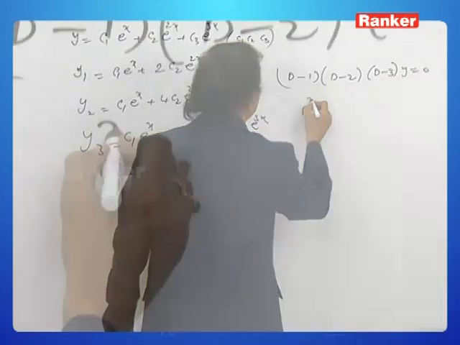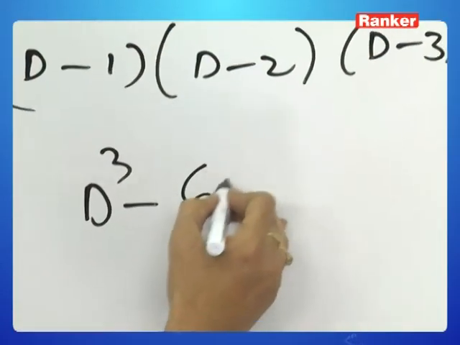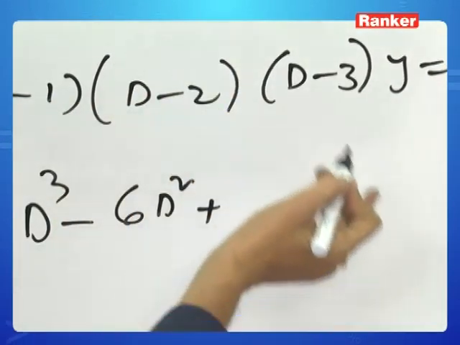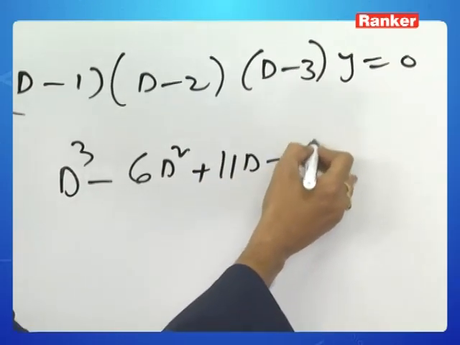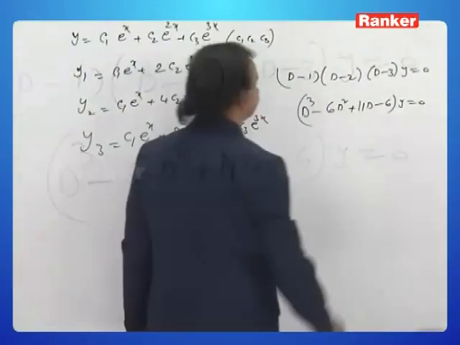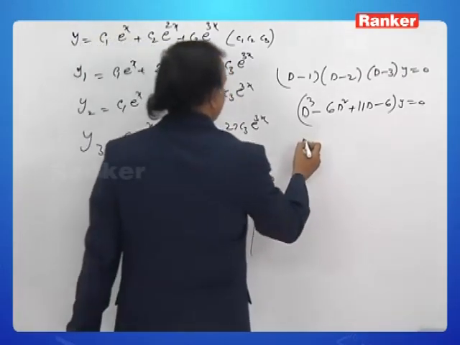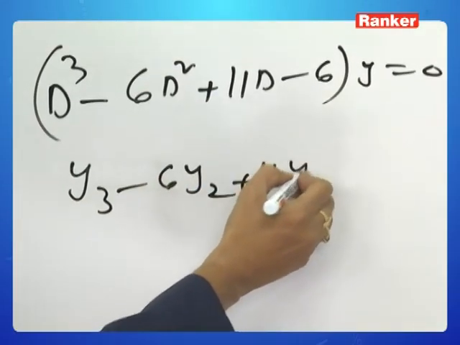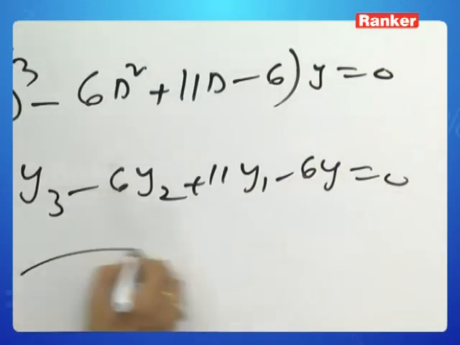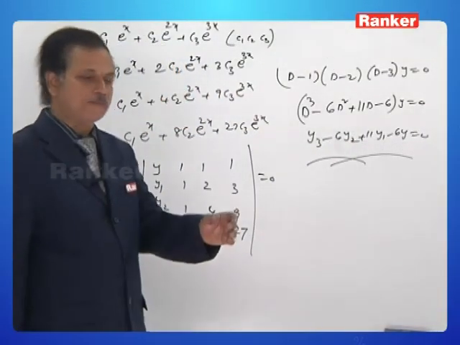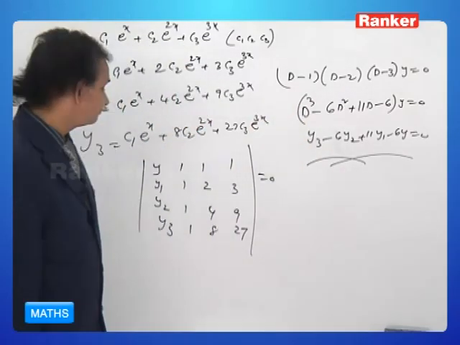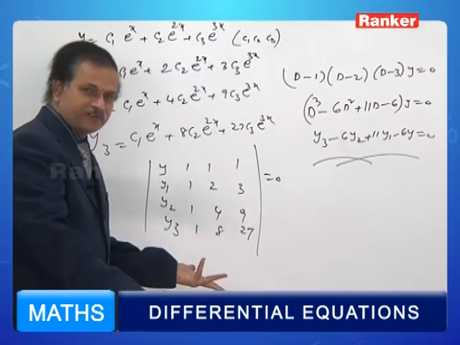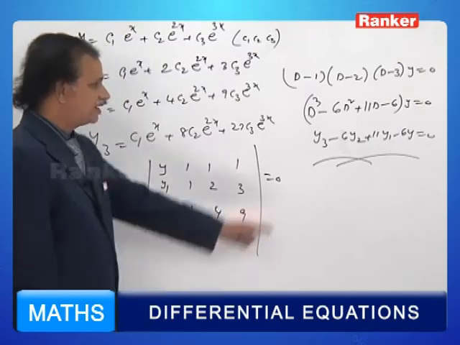That is d cube minus (1 plus 2 plus 3) 6 d square plus (1 into 2 plus 2 into 3 plus 3 into 1) 2 plus 6 plus 3, 11 d minus 6 of y is equal to 0. So, d cube y means y3 minus 6 y2 plus 11 y1 minus 6 y is equal to 0. No doubt this is of third order and first degree. Well, my dear friend, you simplify it with sufficient patience, you will get the same answer.